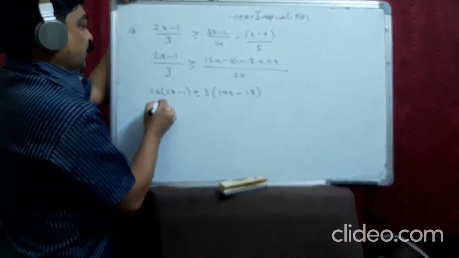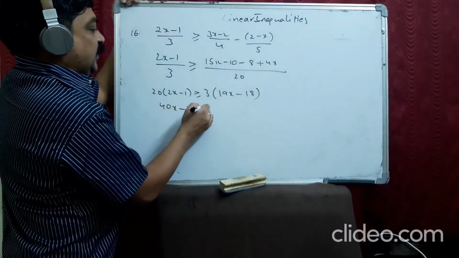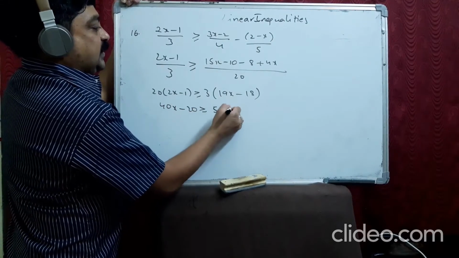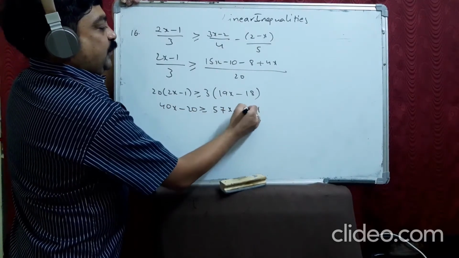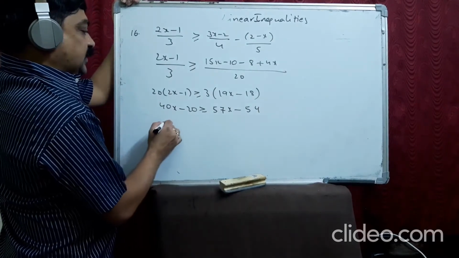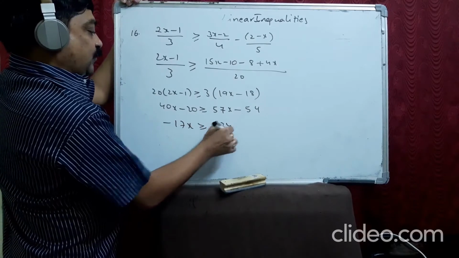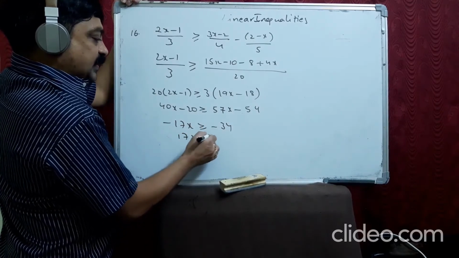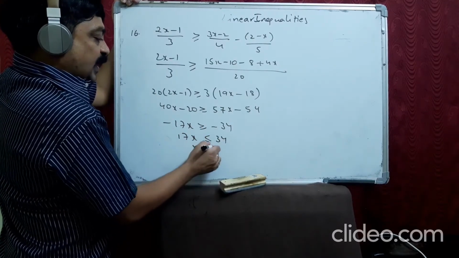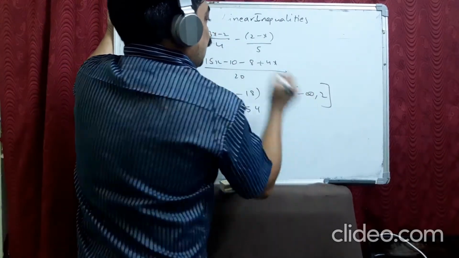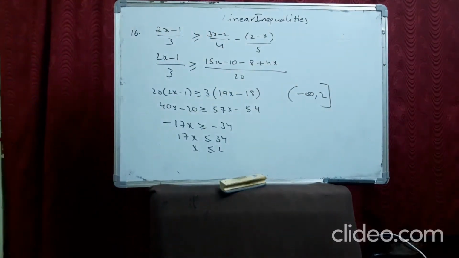It becomes 40x minus 20 greater than or equal to 57x minus 54. So let us bring all the x's here. Minus 17x greater than or equal to minus 34. First multiply with minus 1: 17x less than or equal to 34. x is less than or equal to 2. The solution will be minus infinity to 2, closed for 2 because the is-equal-to symbol is there.